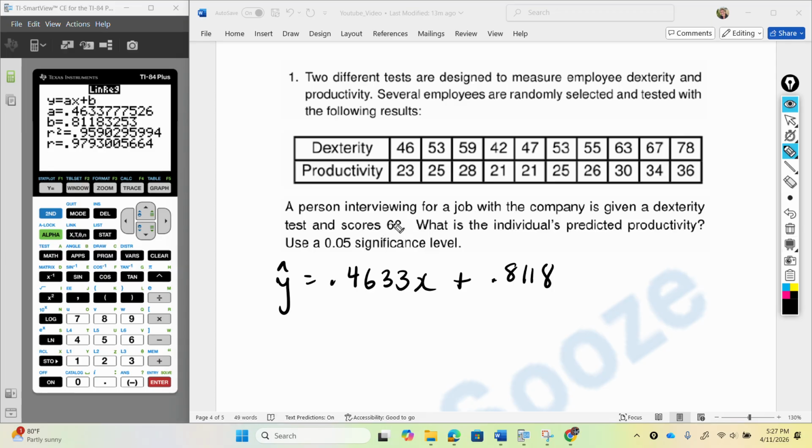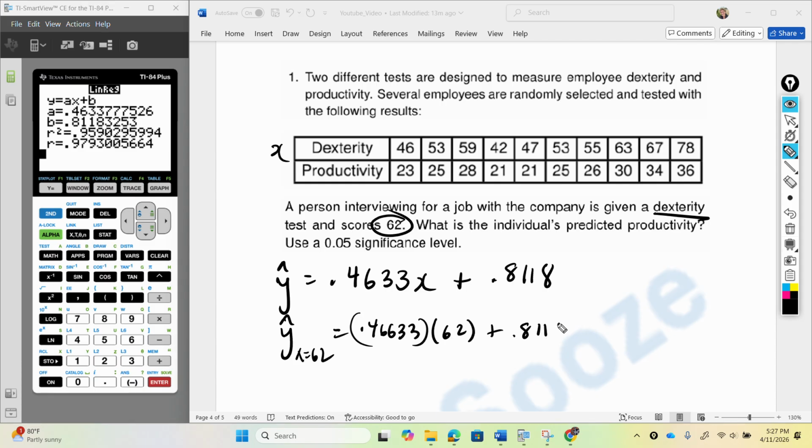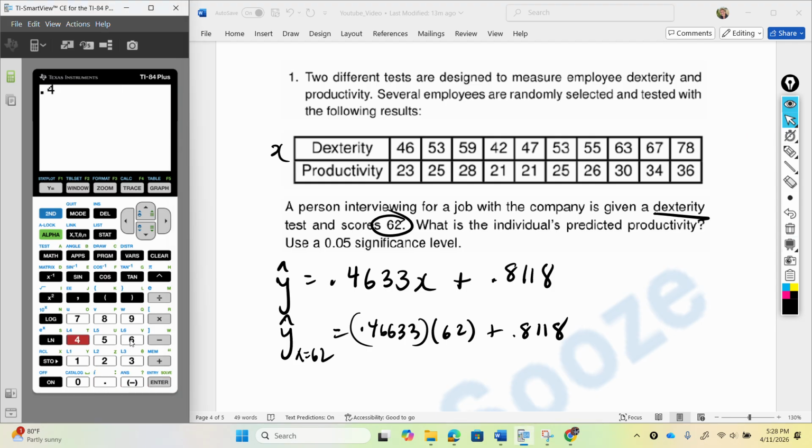So if a person's interviewing for a job and their dexterity score is 62, so if X is 62, what is the predictor for their productivity score, their Y value? And you would just put in a 62 there. Or you can get your calculator to do it for you directly, which I'm going to show you in just a sec. So 0.4633. Okay, I have an extra 6 in there.